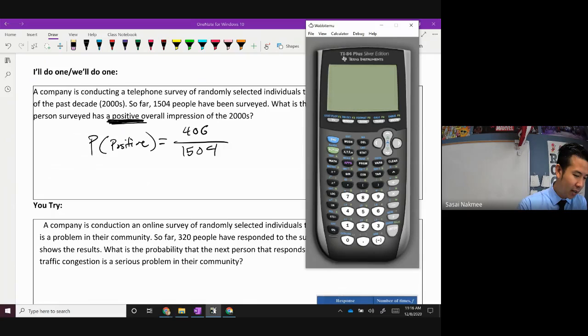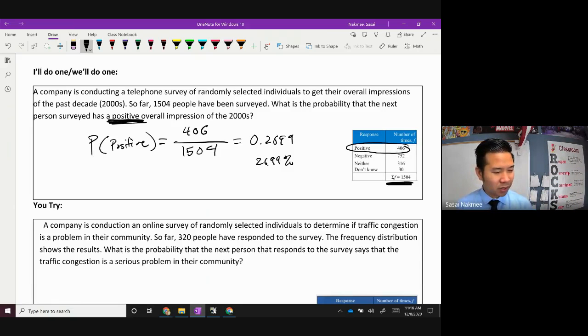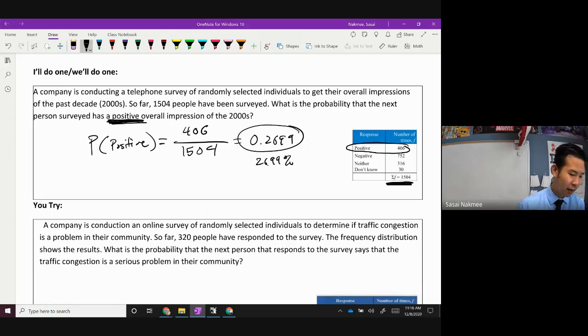So if I said how many people are positive, we can take a look here and see, 406 divided by 1504 has a probability of about 0.2699, or roughly 26.99%. So about 26% of the people say that they would have a positive experience, right? So the probability that the next person says the same thing would be about 26%. We don't know if it's exactly, but we do know that that's it. And that would be your answer.